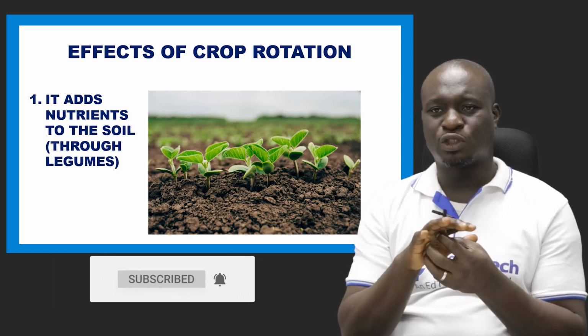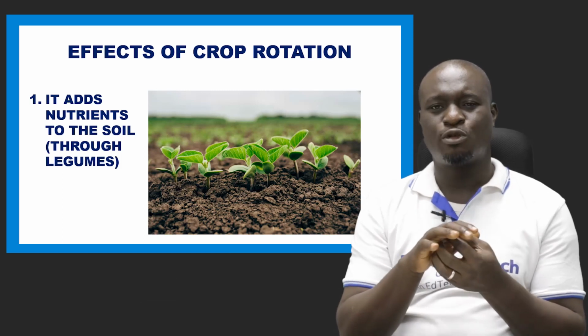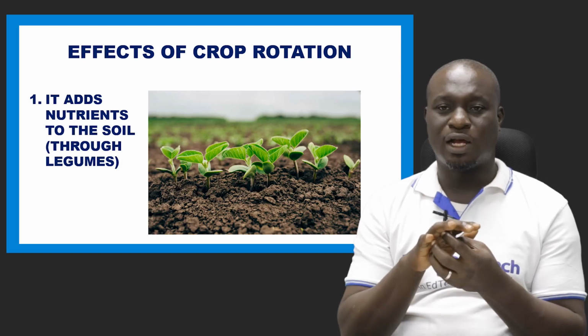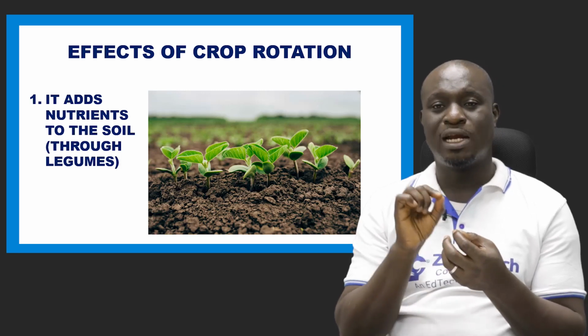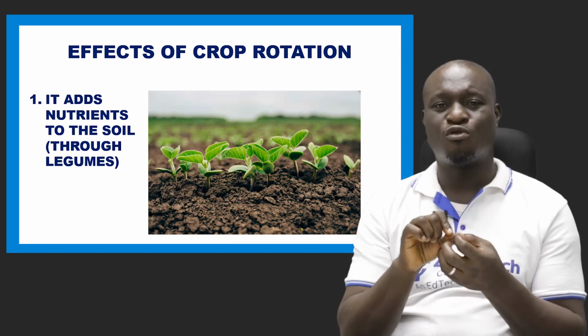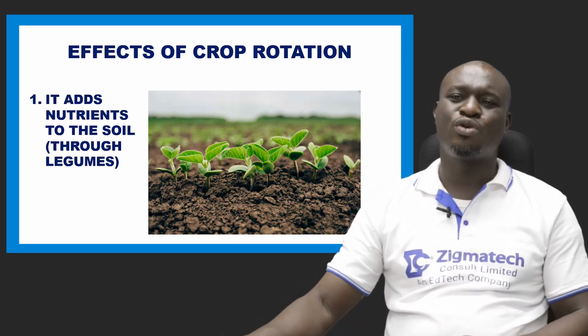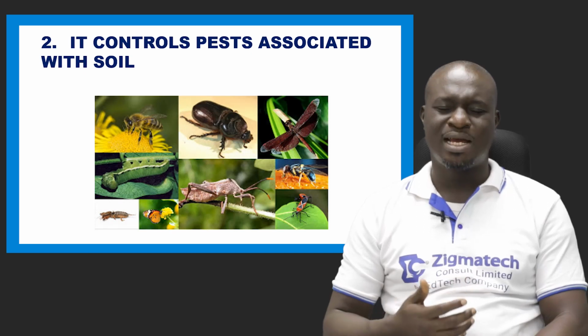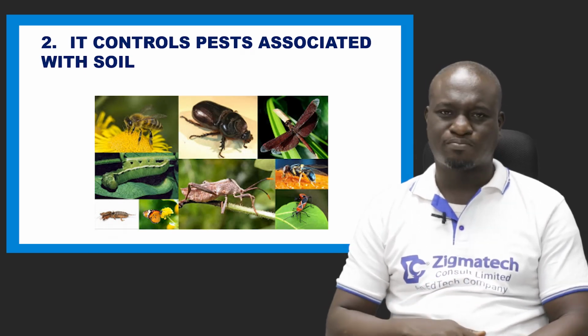So please take note, one of the effects of crop rotation is that it adds nutrients to the soil, and mostly through legumes, through the planting of what? Legumes. Number 2 effect of crop rotation is that it controls pests associated with the soil.